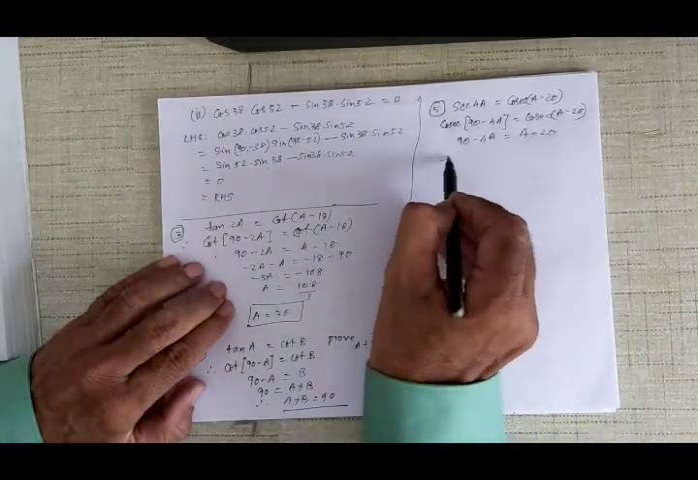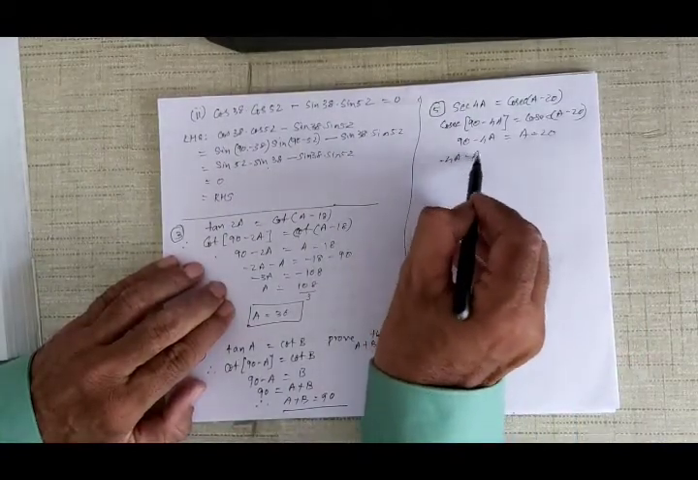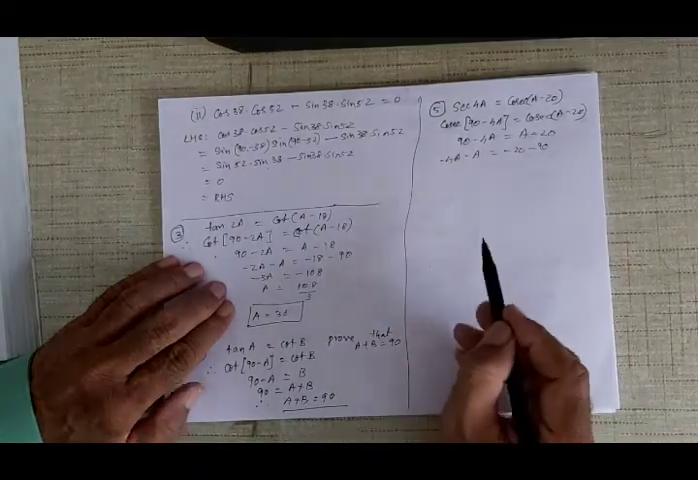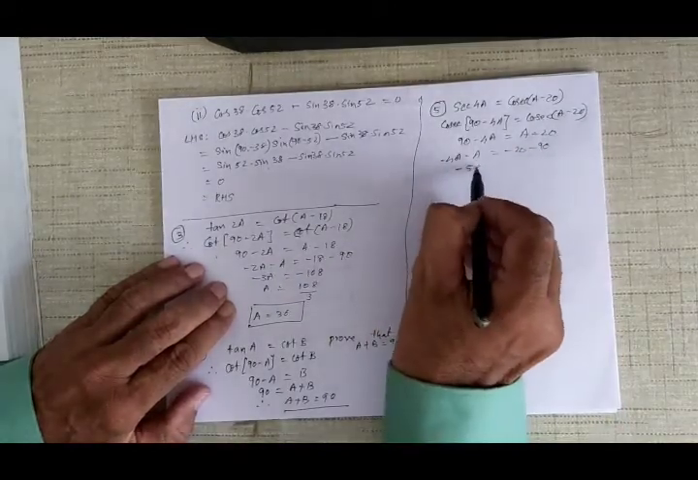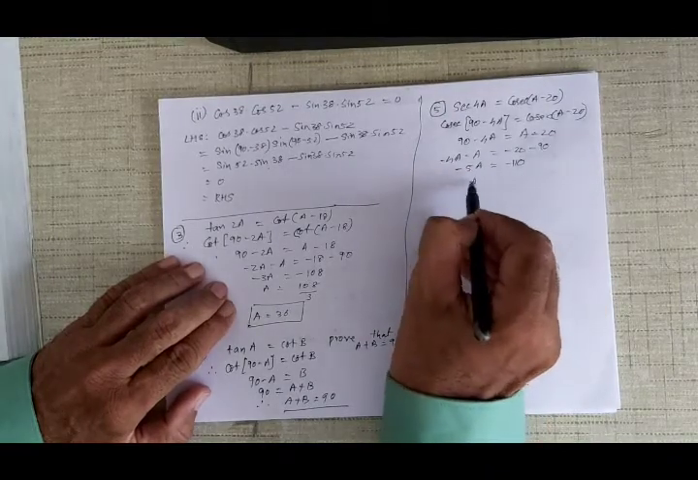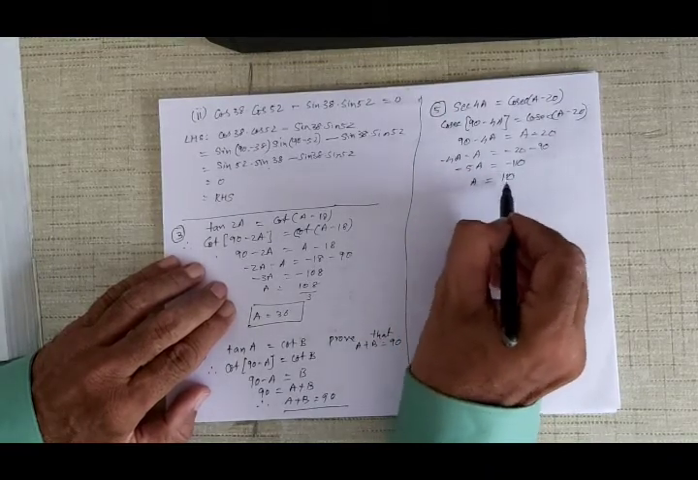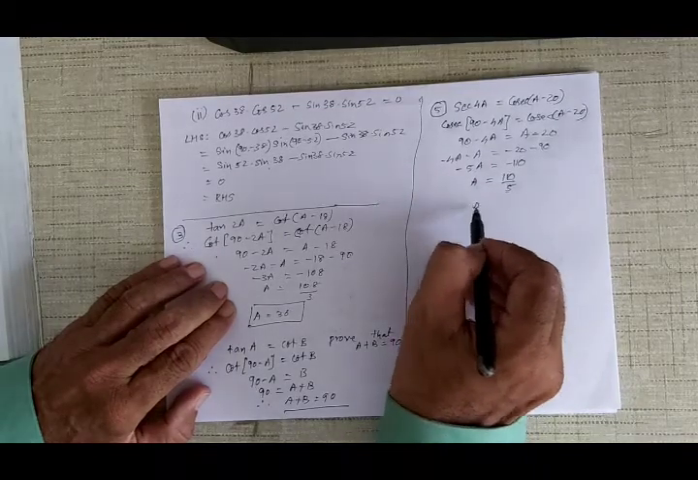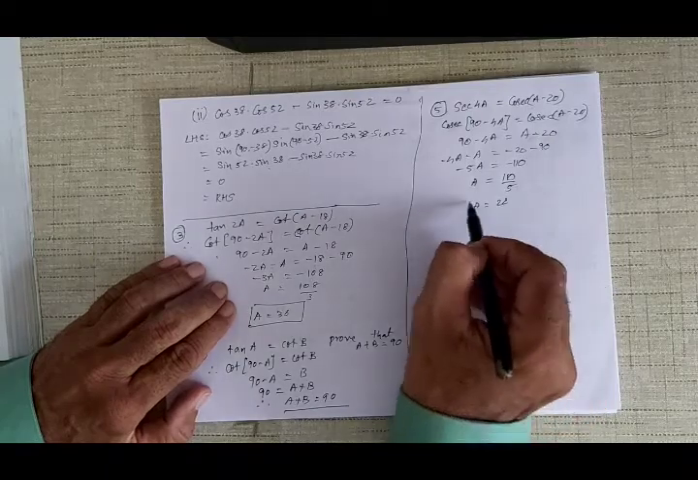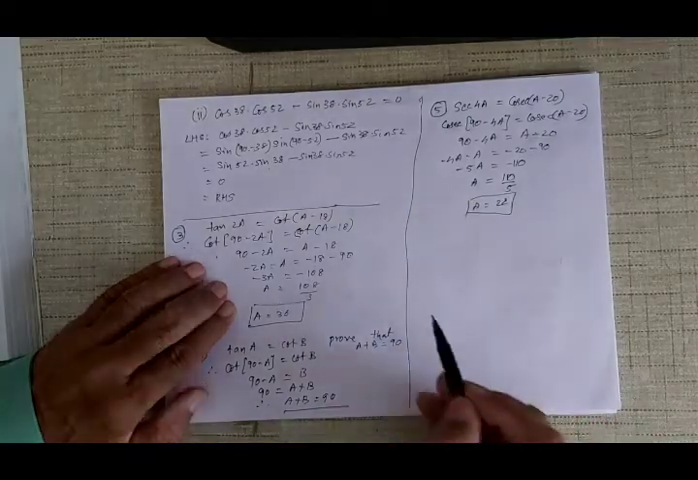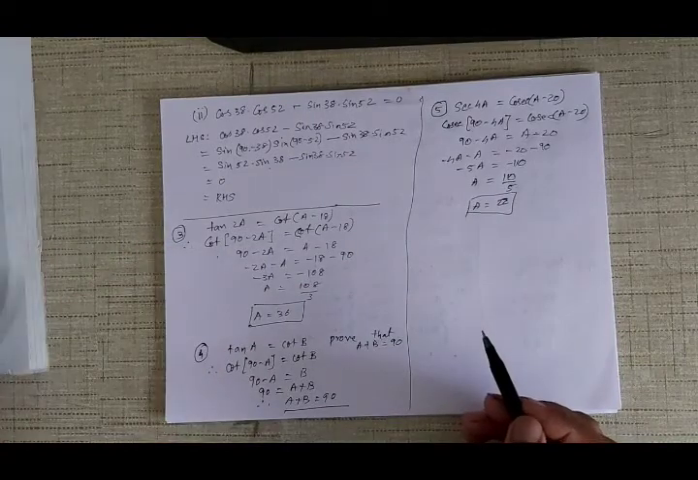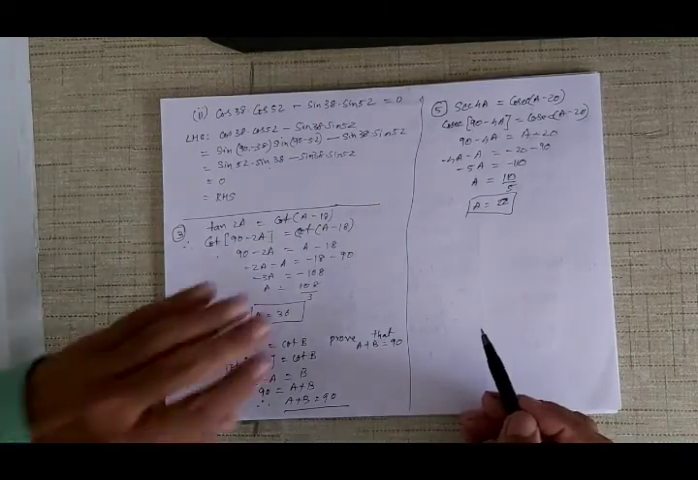Take a to this side. Minus 4a minus a is equal to minus 20 minus 90. So minus 5a is equal to minus 110. The minus sign cancels from both sides. So therefore a is 5 2s are 10 and 5 2s are 10, 22. Okay, so therefore the value of a is equal to 22. That was question number 5. And question number 6.